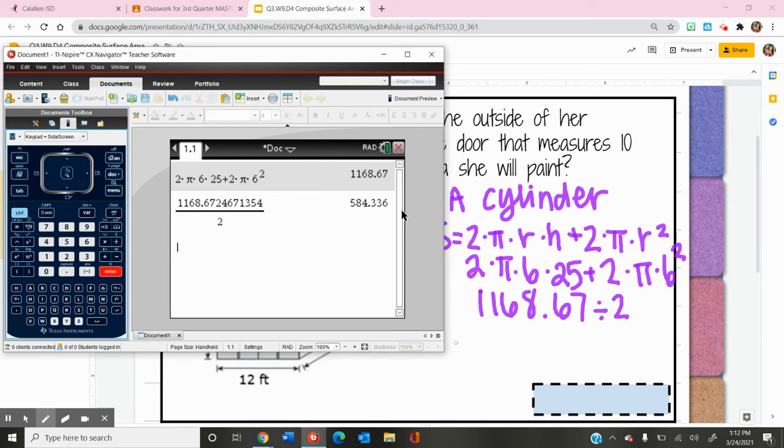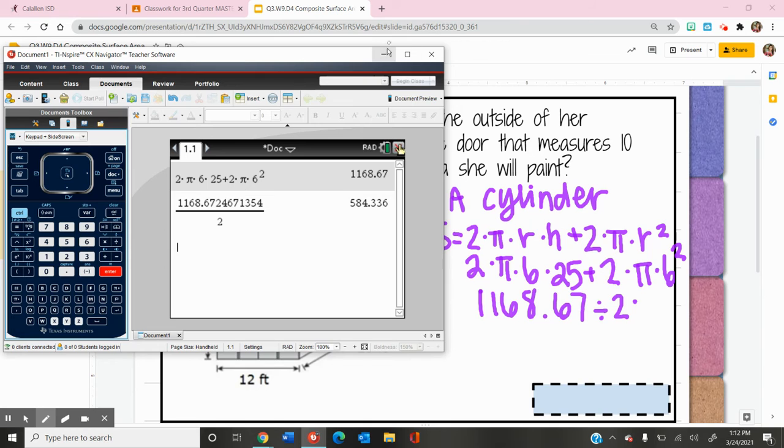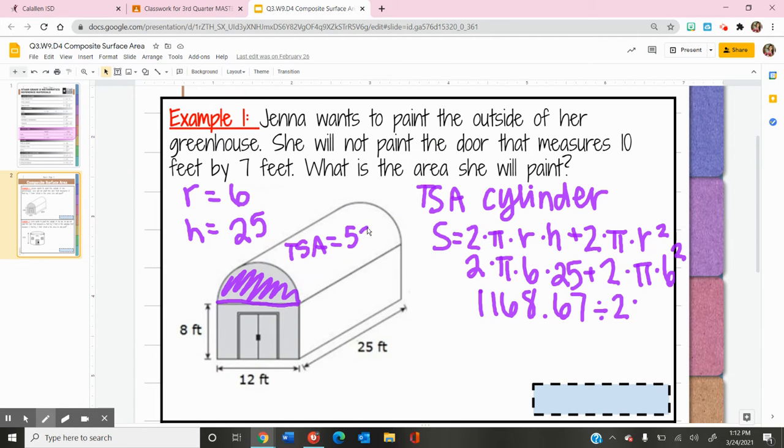And it tells me that the total surface area of that half a cylinder is 584.3. So the total surface area of the cylinder equals 584.3 feet squared. So now I have to find the area of the rectangular prism.